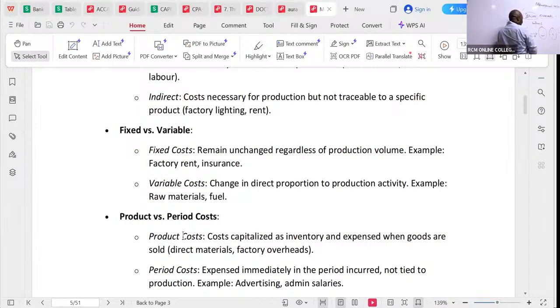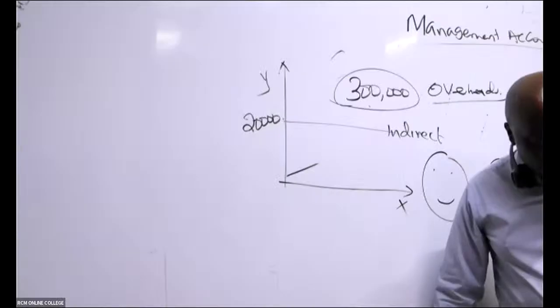We shall always expense them in the income statement. I will start by reading periodic costs there. Periodic costs are expensed immediately in the period they are incurred. They are not tied to production. Examples are advertisement and administration, what here, somebody? Salaries. Product costs are costs that are capitalized as inventory and expensed when goods are sold, like direct materials and factory, what here, somebody? Overheads. Please listen to me very well.